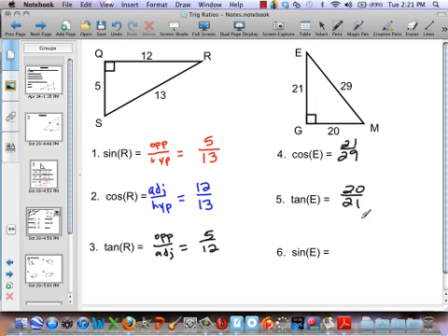Rachel, what is the sine of E? 20 over 29. Very good.